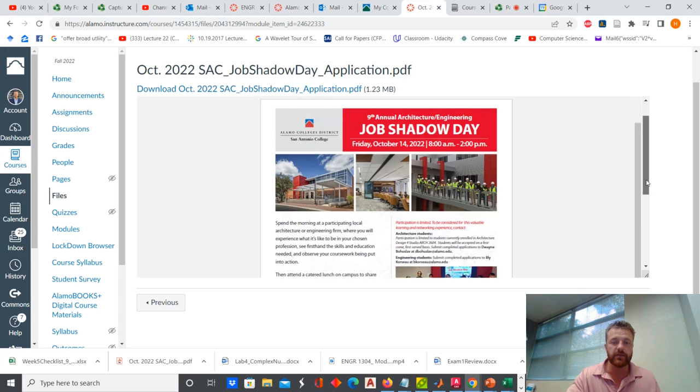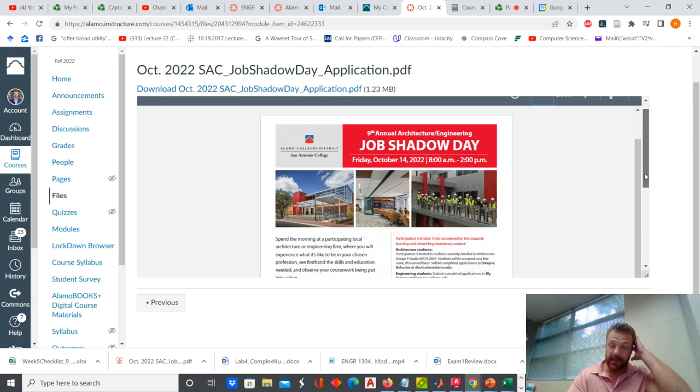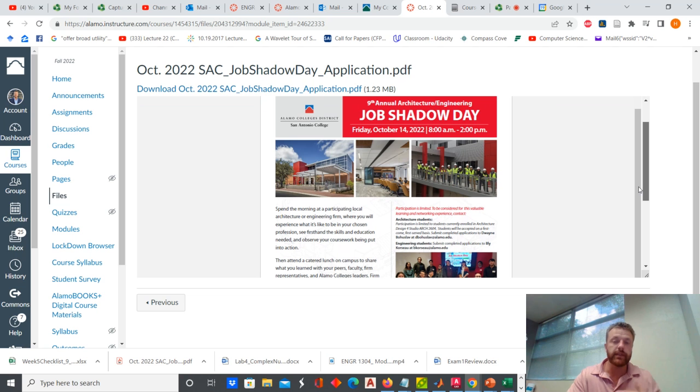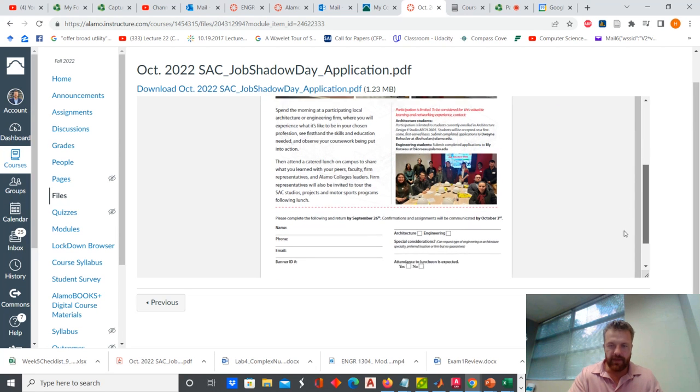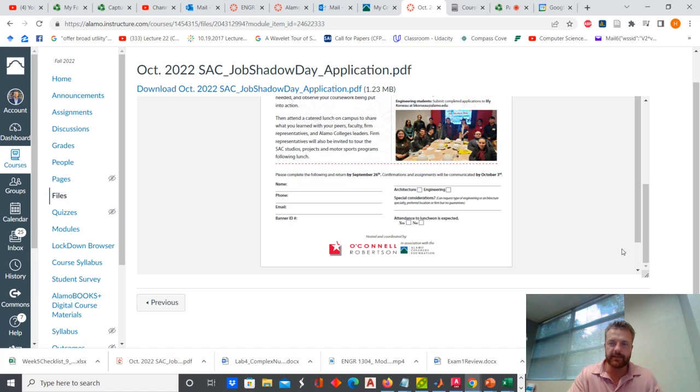This would be a great opportunity to get to actually go out and spend a day on the job site with engineers from a lot of the large local employers in that area. And we've had very good outcomes with this. Oftentimes it does lead to people being invited to at least interview for internships and whatnot. So if you're interested, please do fill this out and return it.